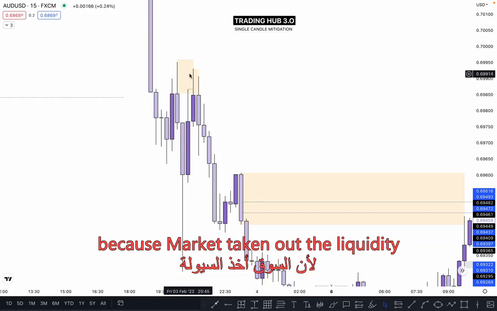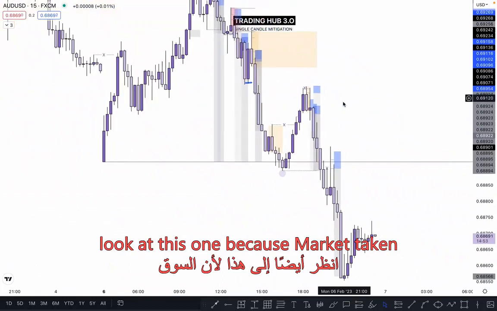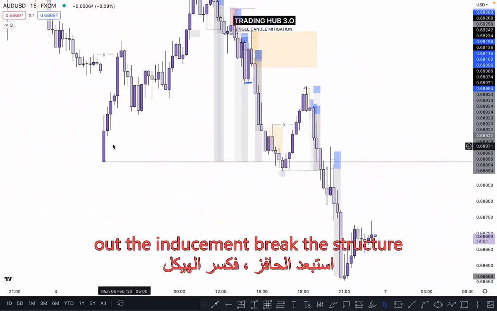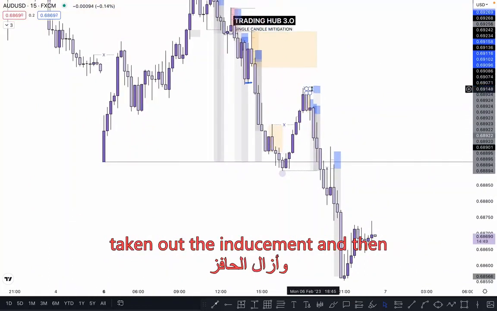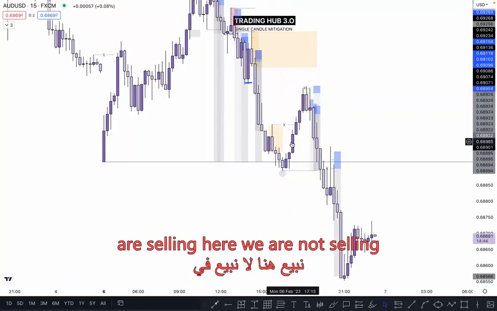But why are we selling here? Because the market has taken out the liquidity here. And why are we selling here also? Look at this one: because the market took out the inducement, broke the structure, took out the inducement, and then the market took out the liquidity. That is why we are selling here. We are not selling in the middle of this move.